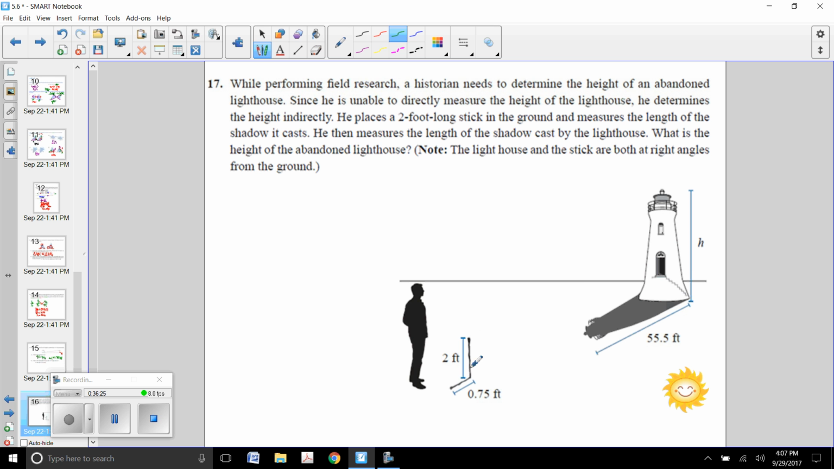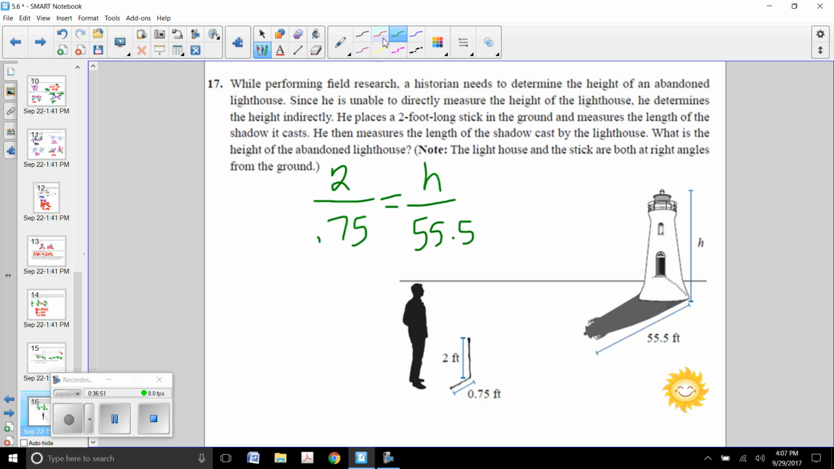And so we are able to set up a proportion with the height compared to the shadow length. So for our stick, we have a height of 2 and a shadow length of 0.75. And that needs to be in the same proportion of the height of the lighthouse compared to a shadow of 55.5.